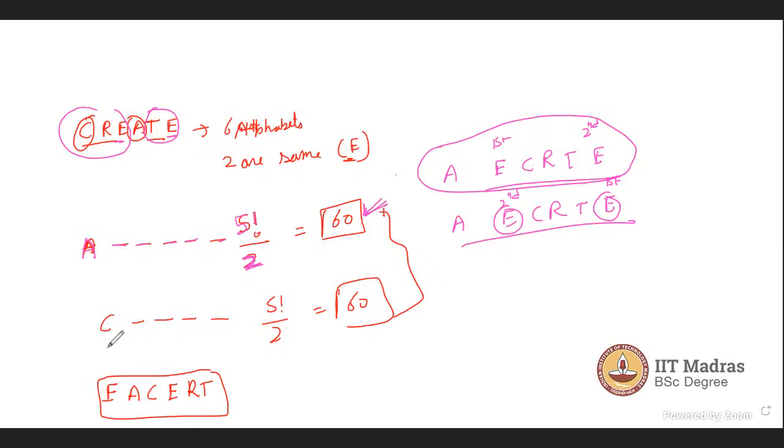And then if I start after A in the dictionary, it comes C. So I fix C at the first position, and the remaining 5 I fill with the remaining letters, which is again 5 factorial by 2 because E is occurring twice. So 60. So in total, I have 120 words. Words which start with A, 60. Words which start with C, 60. Now the words will start from E.